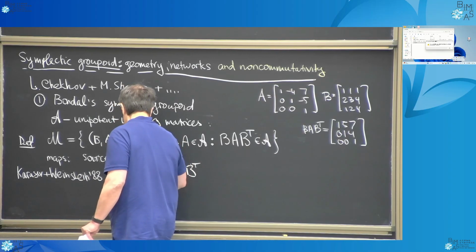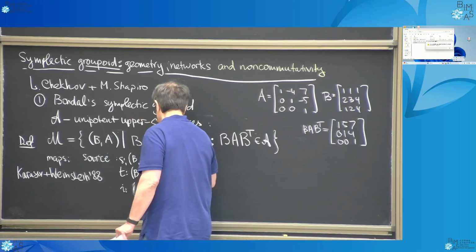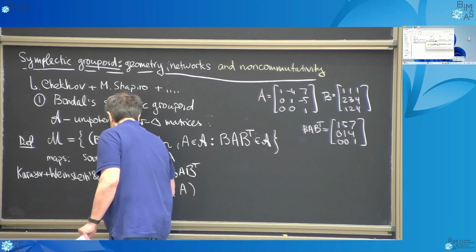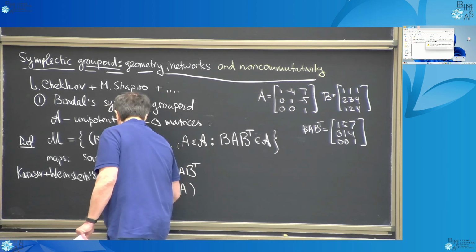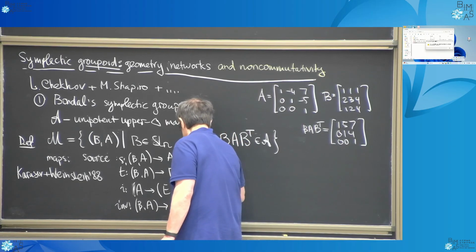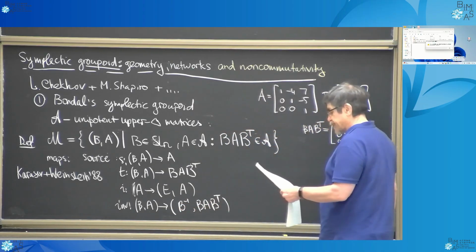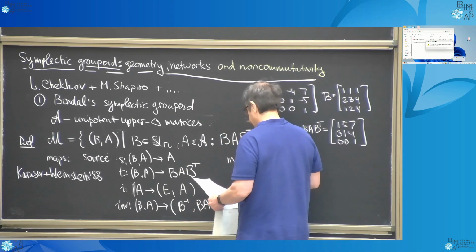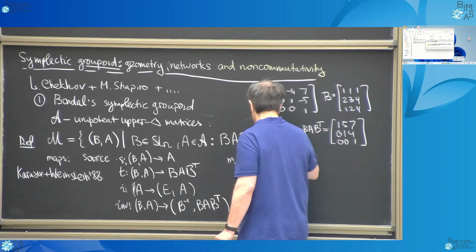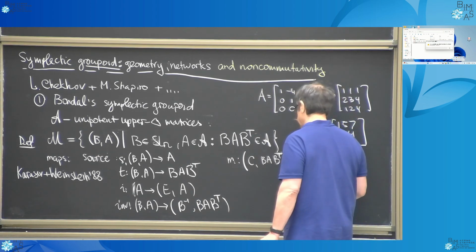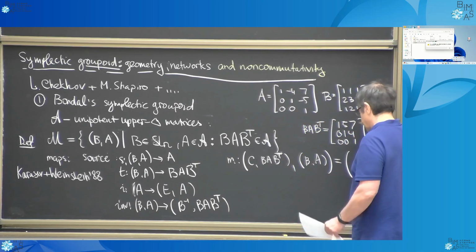We have an injection: if B is the unit matrix, then it's always compatible. We have inversion, so this transformation is invertible. And finally, we have a natural multiplication. If we have two compatible pairs where the source of one pair coincides with the target of another, then we may make a composition.